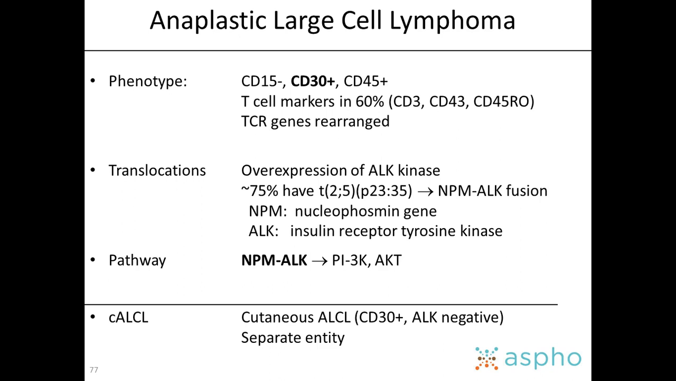There's a separate cutaneous anaplastic large cell lymphoma. It is CD30 positive, but ALK negative, and this is a separate entity altogether. It is important to know that anaplastic large cell lymphoma can involve the skin and still not be the cutaneous form.